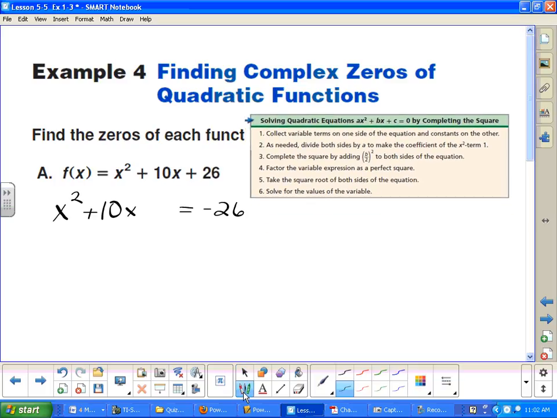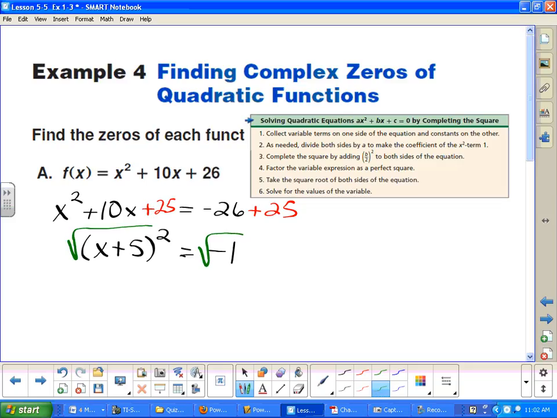Half of 10 is 5, and 5 squared is 25, so we have x plus 5, that quantity squared. There's our binomial squared. When we square that, we get 25, so I have to add 25 to both sides. When I add 25, I still have a negative number on the right-hand side. So when I take the square root to solve the equation, I'm going to end up with a complex number, an imaginary number, because I'm going to end up taking the square root of a negative 1. So we take the square root of both sides, doing the same thing we were just doing.